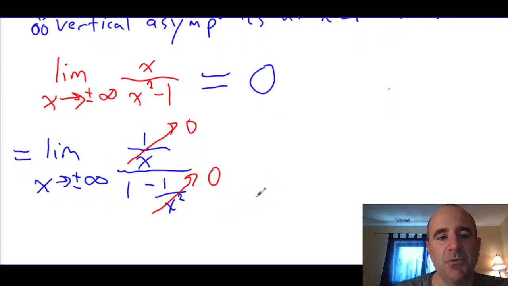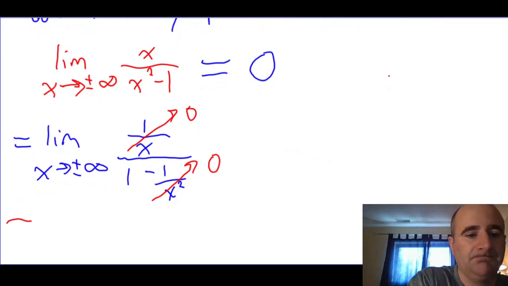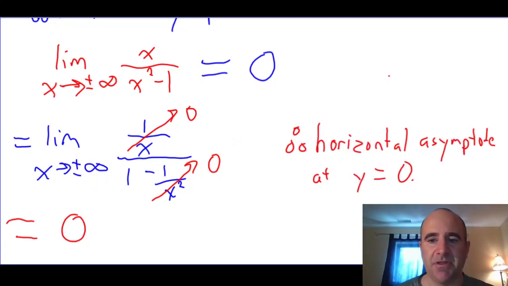Now we can be a little bit more specific. Sorry, let me stop for a second here. One thing we can determine right now is that because the answer was 0, we have a horizontal asymptote at y equals 0.